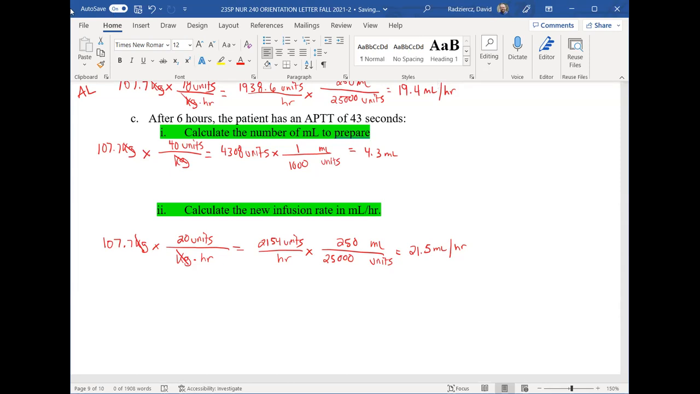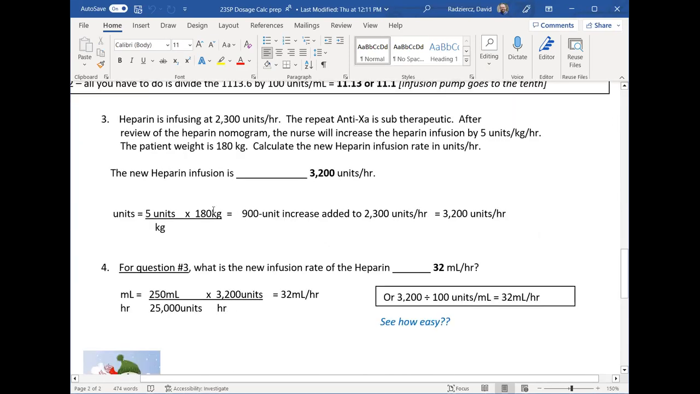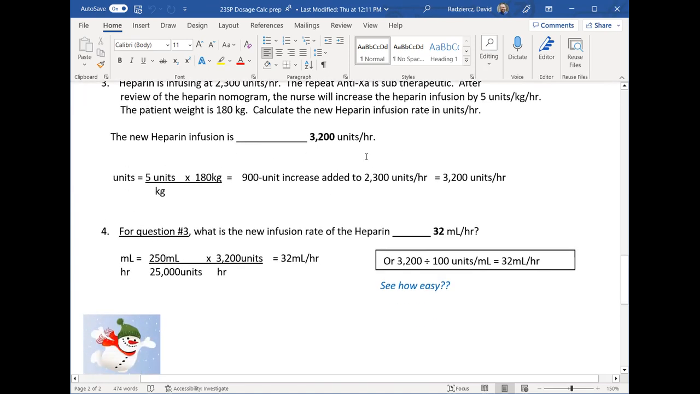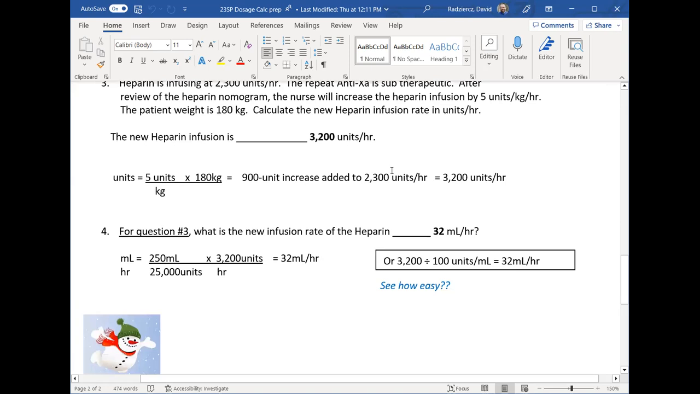The alternative way that I saw this solved, I think was what was sent to me for North Campus as well, or was this here. So the way that Mrs. Russell accounted for the increase, let's say the original was, let's see here, so the original was 2,300 units per hour, and then we're increasing it by 5 units per hour, and that creates a difference.